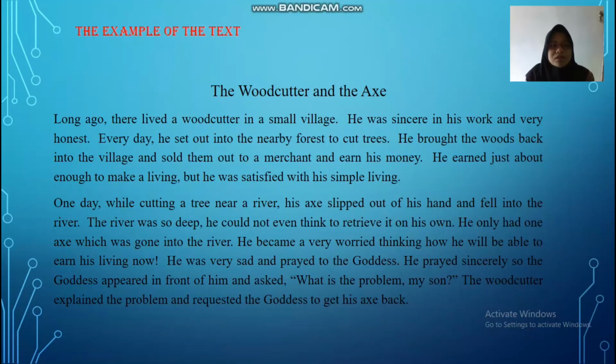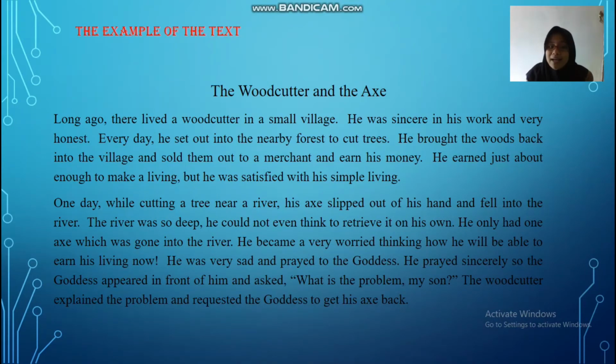So long ago, there lived a woodcutter in a small village. He was sincere in his work and very honest. Every day he set off into the nearby forest to cut trees. He brought the wood back into the village and sold it to a merchant and earned his money. He earned just about enough to make a living, but he was satisfied with his simple living.